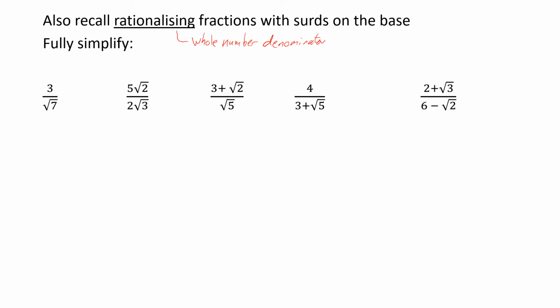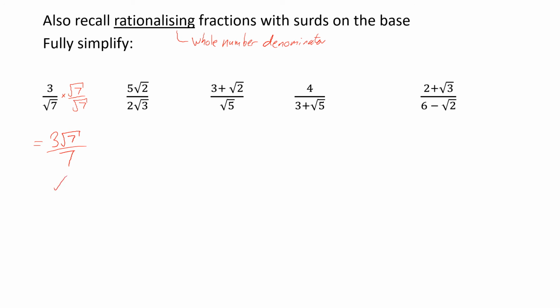Now, in the case of this first one, because we've got a root 7 on the bottom, we're just going to times the top and the bottom of that by root 7. On the top of our fraction, we'll end up with 3 root 7. On the bottom, well, root 7 times root 7 is just 7. That's rule 3, I think we looked at on the surds. Have we made the denominator into a whole number? Yes, we have, so that's done.